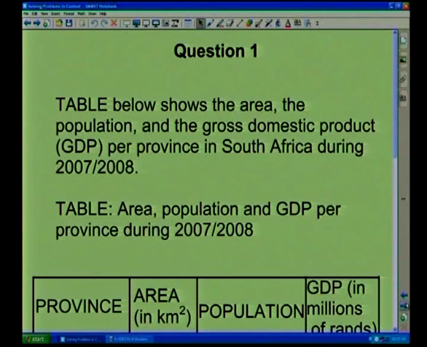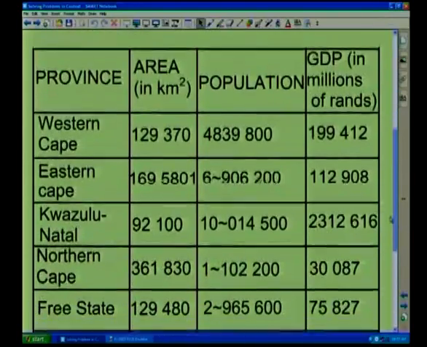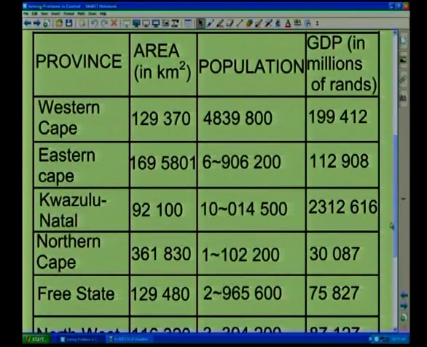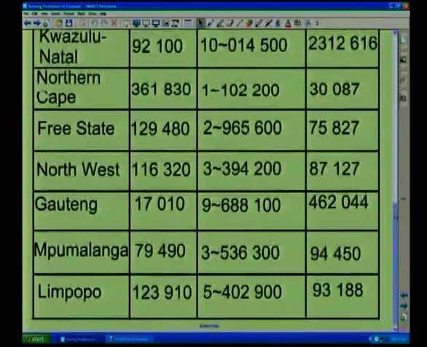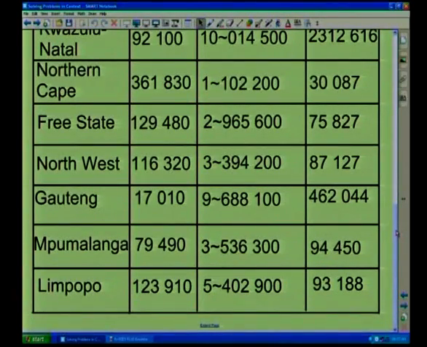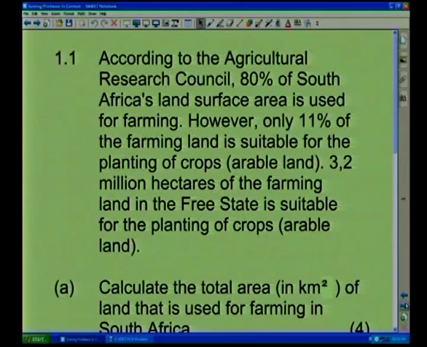So the table says that the area and population and GDP per province during 2007, that's just the heading for the table. And below you can see they've given us the provinces, they've given us area in square kilometers, they've given us a population total, and the GDP in millions of rands. In other words, the figure over here has still got another 6 zeros after it. That's why they've rounded it off into millions of rands. And there's our table.